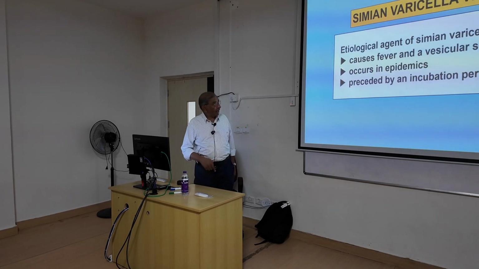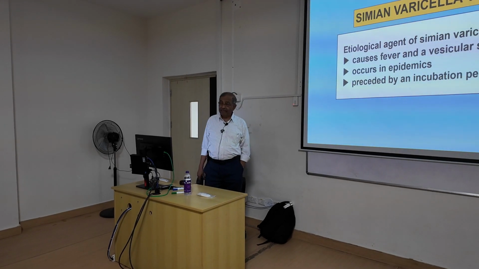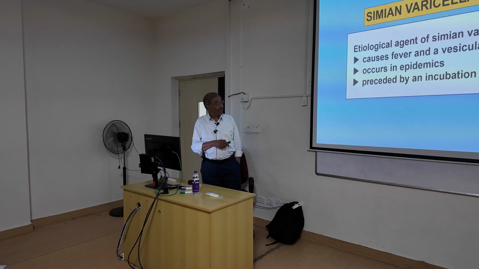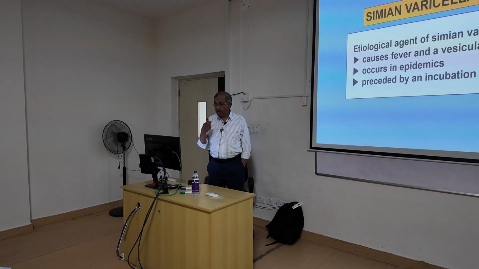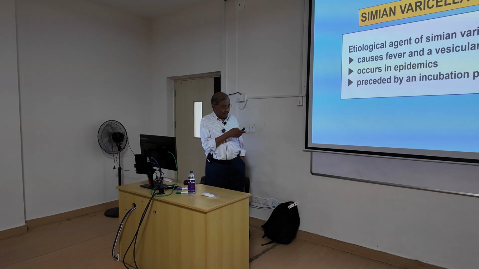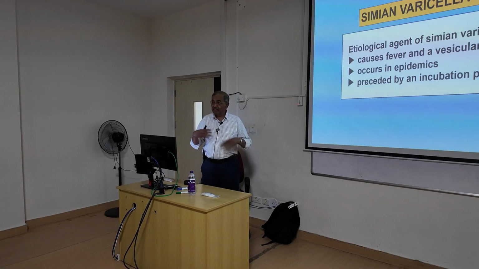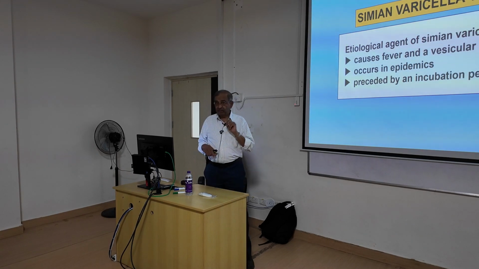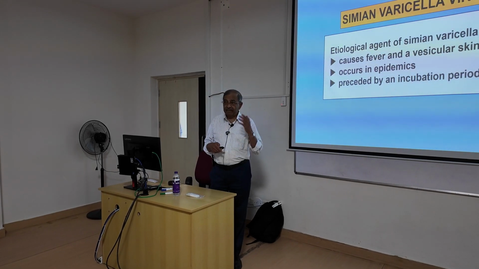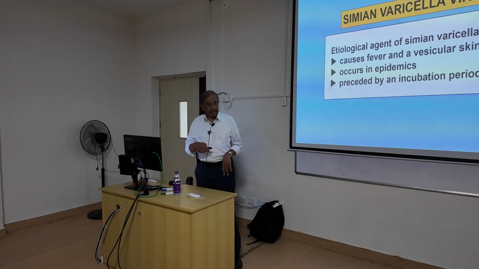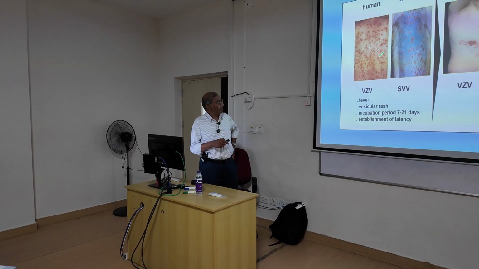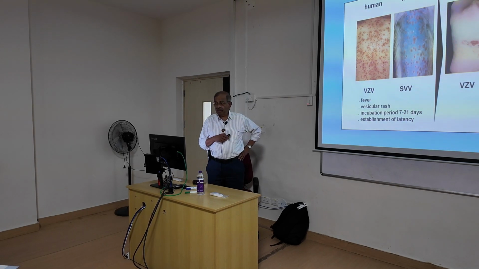So it was so frustrating. However, at that time, we found something called monkey chickenpox. It's called Simian Varicella virus. It's an agent for monkey chickenpox, just like a kid, it has fever for one or two weeks, and then it occurs in epidemics and is preceded by an incubation period, just like human disease, but it's a different virus. So that's when we said, okay, this is the only model, and the monkeys suffered. As you can see here, this is just like human chickenpox. This is an African green monkey with chickenpox, very similar to human disease.